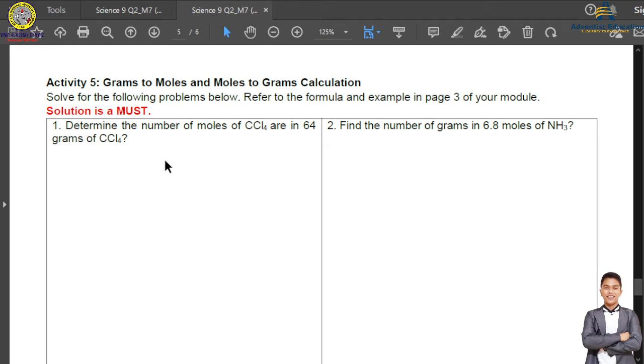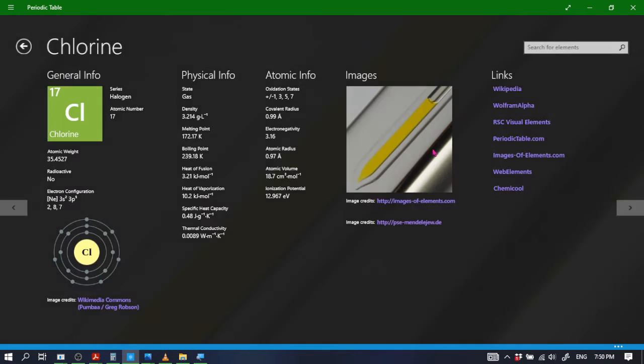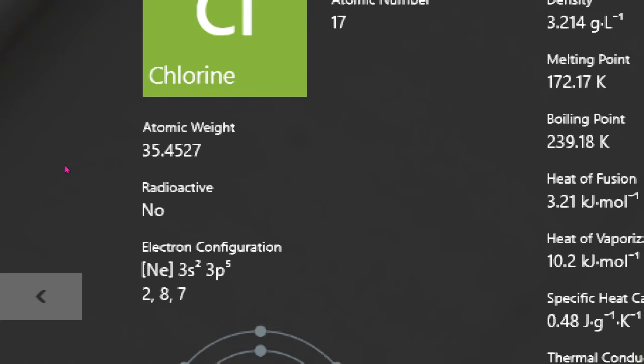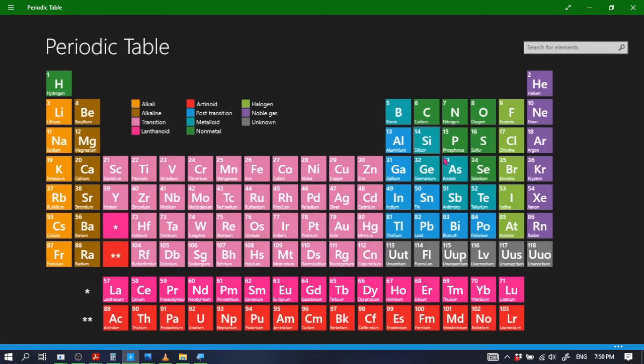We don't have the chlorine here, so let's proceed to our periodic table and look for chlorine. Chlorine is number 17, and the atomic weight is 35. Copy this in your module. Cl is equal to 35.4527, that is the atomic weight for chlorine.